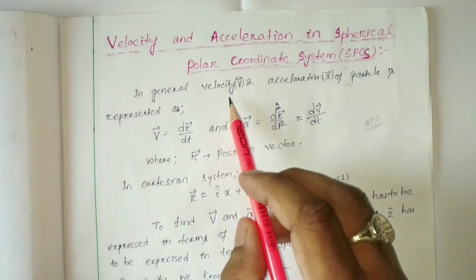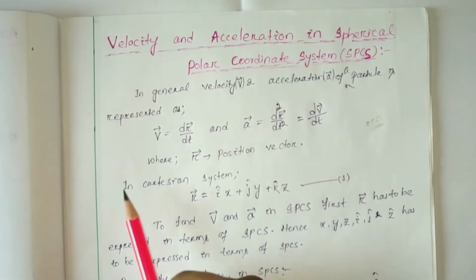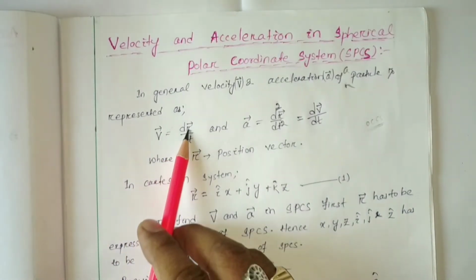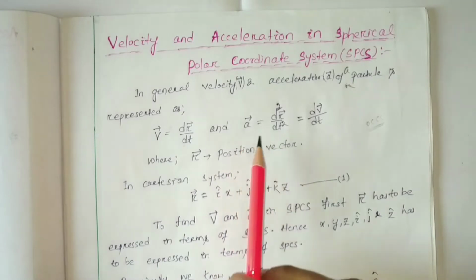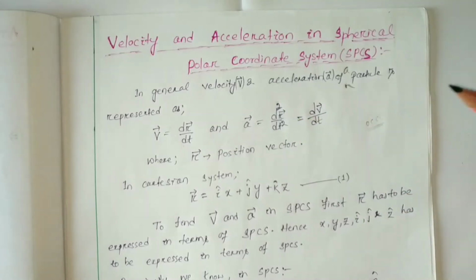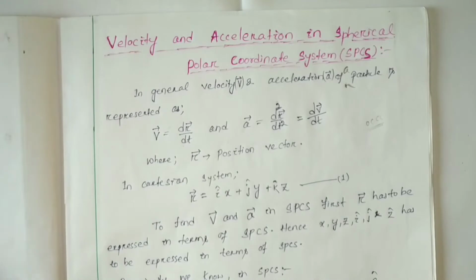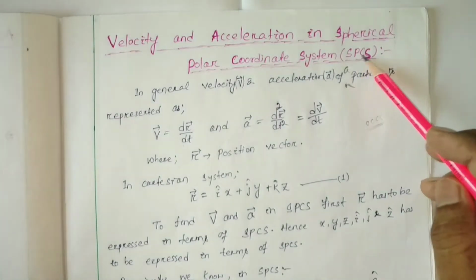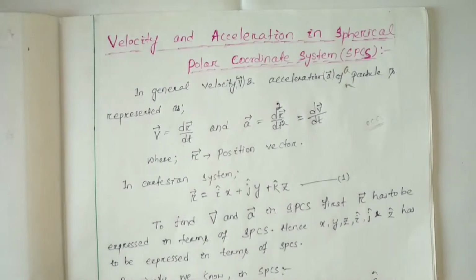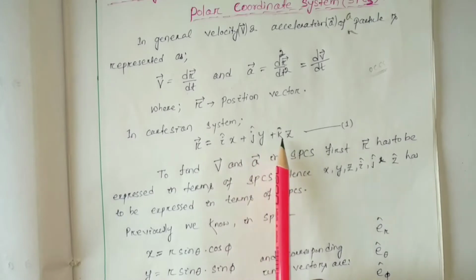In general, velocity of a particle is represented as v equal to the rate of change of the position vector, and acceleration is the double derivative with respect to time of the position vector, that is d square r by dt square, or the rate of change of velocity, where r is the position vector. So to evaluate velocity and acceleration in SPCS, first we consider the position vector in the Cartesian coordinate system as i cap x, j cap y, k cap z.